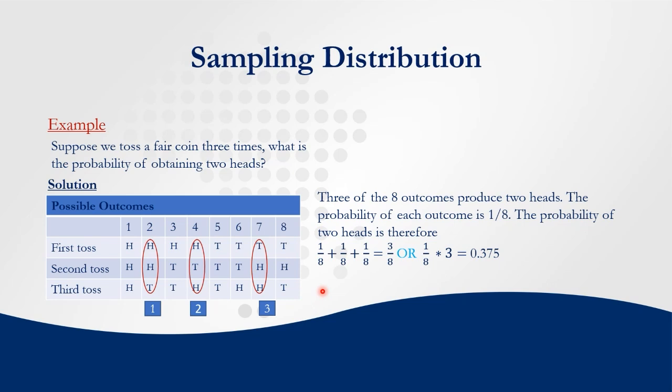So the probability of getting 2 heads is going to be 3 out of 8, right? Because the ones that are favorable are 3 of them, and then you divide by all possible outcomes. All possible outcomes, I have 8 of them, which gives this probability that I get here.